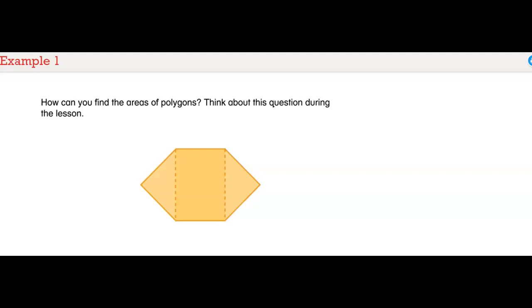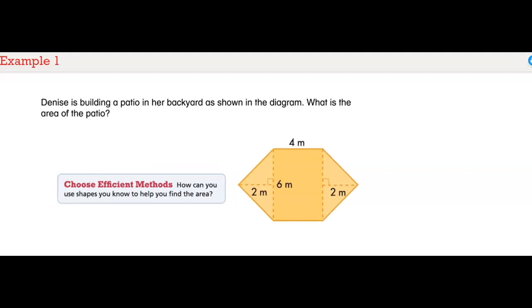Can you find the areas of polygons? Think about this question during the lesson. Denise is building a patio in her backyard as shown in the diagram. What is the area of the patio? How can you use shapes you know to help you find the area?